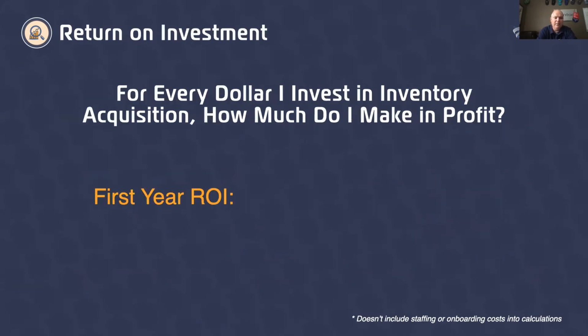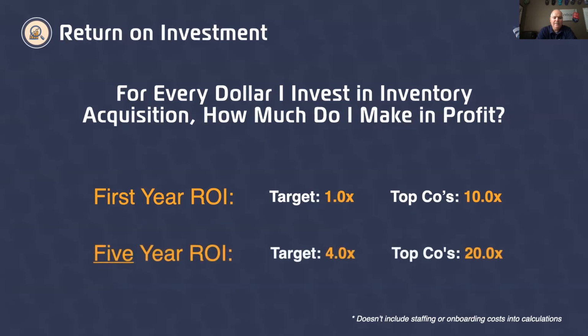Again, remember, return on investment: for every dollar I invest in inventory acquisition, how much am I making in profit? For the first year ROI, we target for all of our partners about 1 time, so we want to cover that investment in the first year. The best in class companies are doing about a 10X. On a 5-year ROI, we're targeting 4X, and the top companies out there are at 20X.